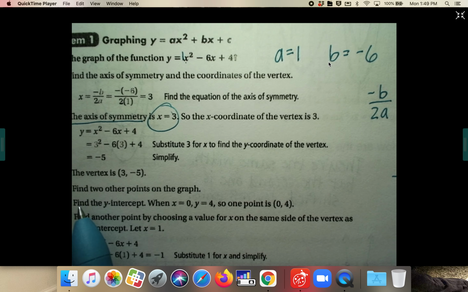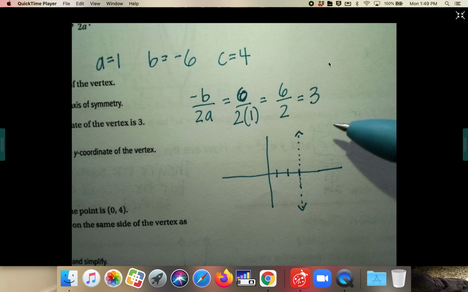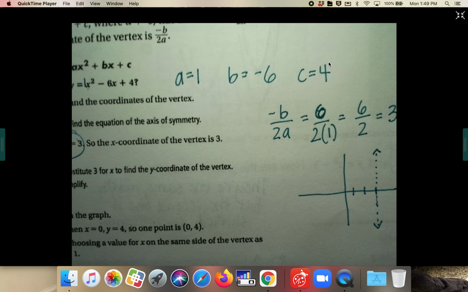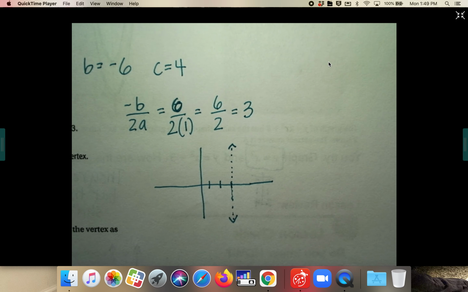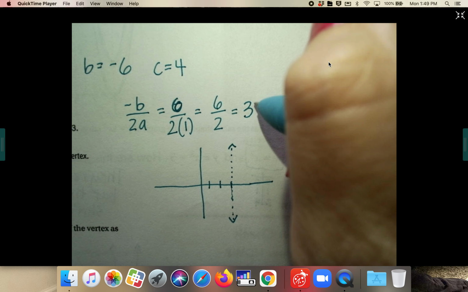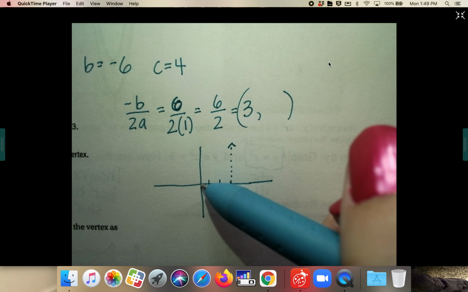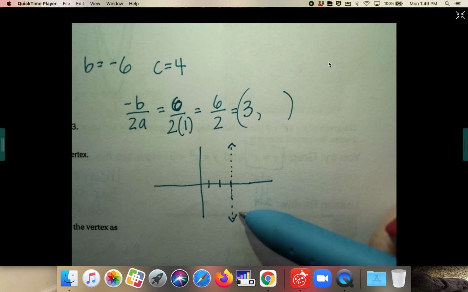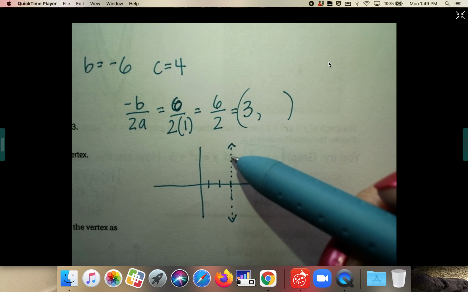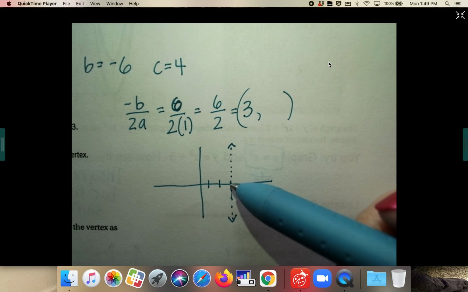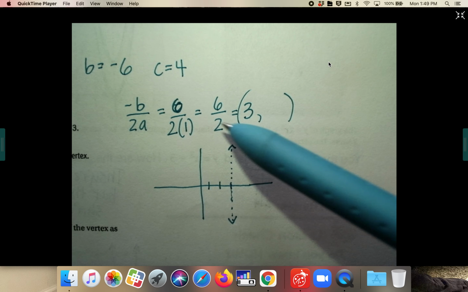Okay, so the next thing I want to teach you how to find is the vertex. Now that we know the axis of symmetry, you're going to find the vertex. The vertex is half of our axis of symmetry. That 3 is going to be 3 comma something. The reason we know it's 3 is because the vertex is going to be somewhere on the axis of symmetry. So it's either going to be 3 and then something up here, or 3 and then something down here. Once you do your opposite b over 2a, that's half.